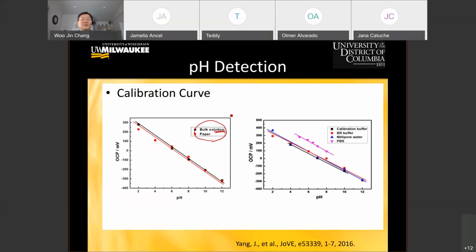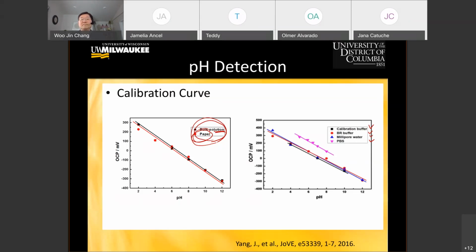was dipped inside the water, and using the paper, and I could not see much difference between this operation mode, I would say. And also this sensor was tested with different buffer systems and compared with the glass pH probe. And again, I could not see much difference between this screen printed electrode based pH sensor and the glass type pH probe.